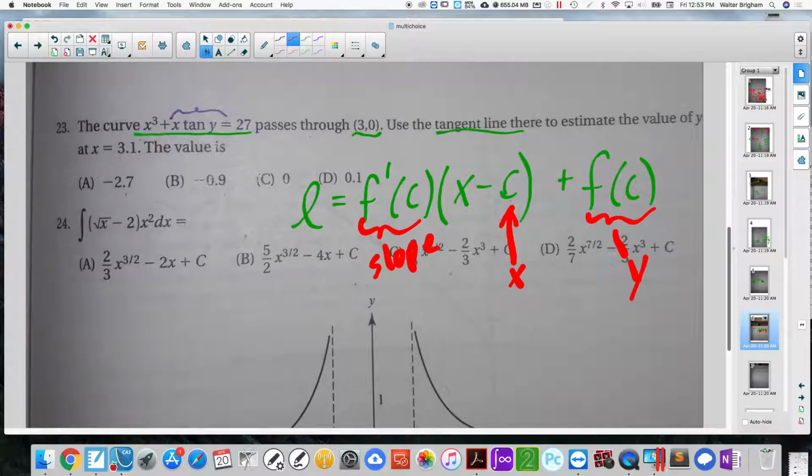In order to work this problem, I need to take the derivative of that equation that's there. That's a thick one. That's why I said this one's long.